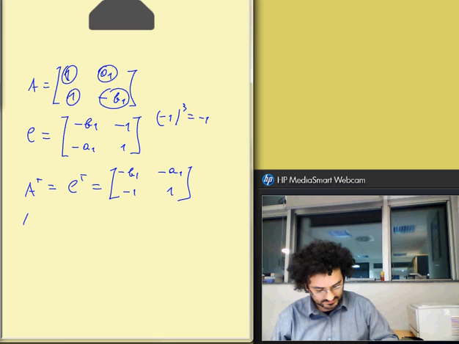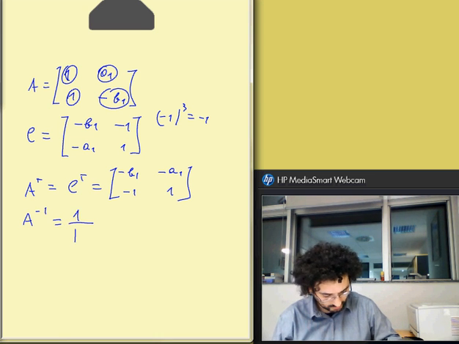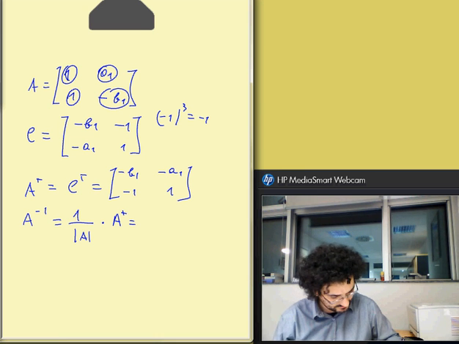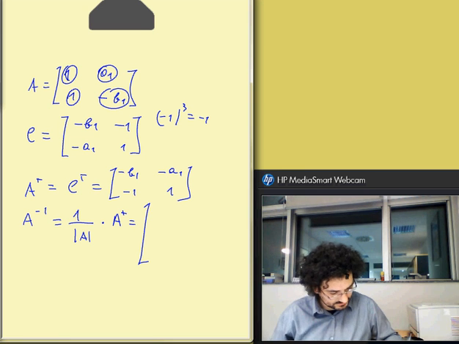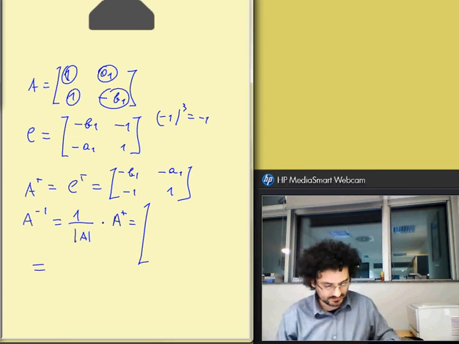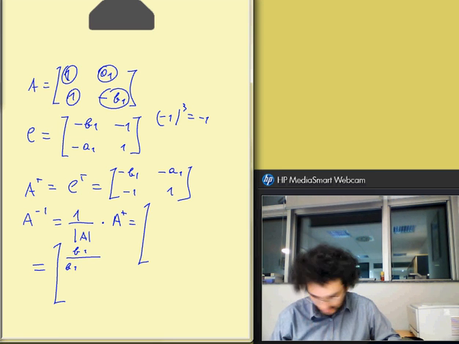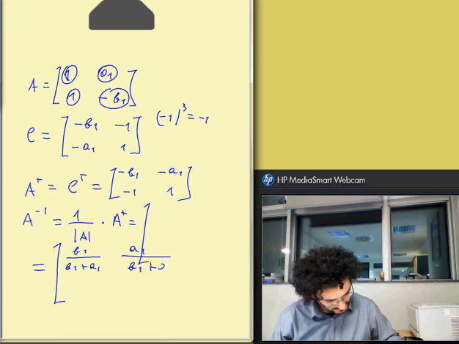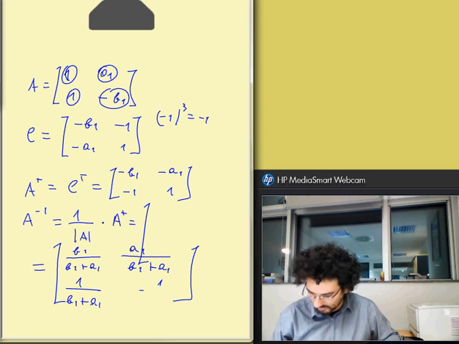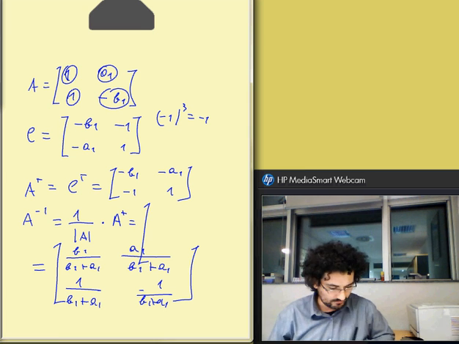Inverse. In order to get the inverse of matrix A, we need to multiply 1 over the determinant of matrix A by the adjoint matrix of A. So finally we have that the inverse is equal to B1 over B1 plus A1, A1 over B1 plus A1, then we have 1 over B1 plus A1, and minus 1 over B1 plus A1. This is the inverse of matrix A.